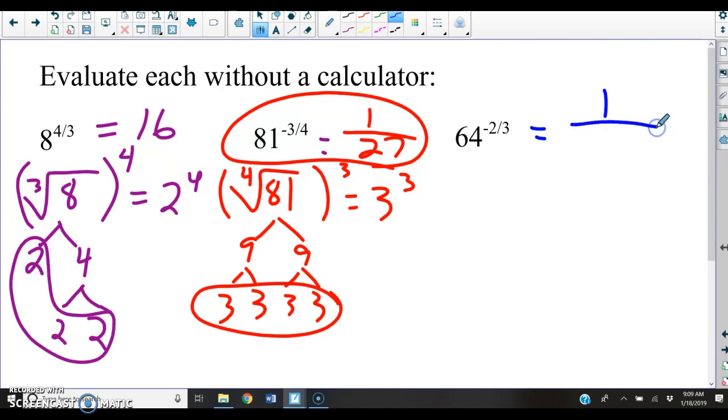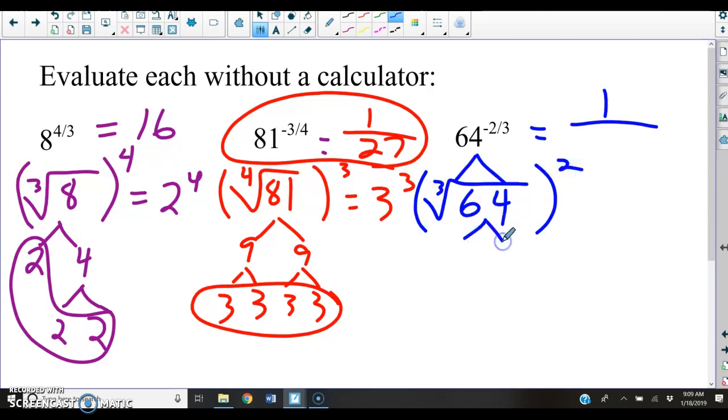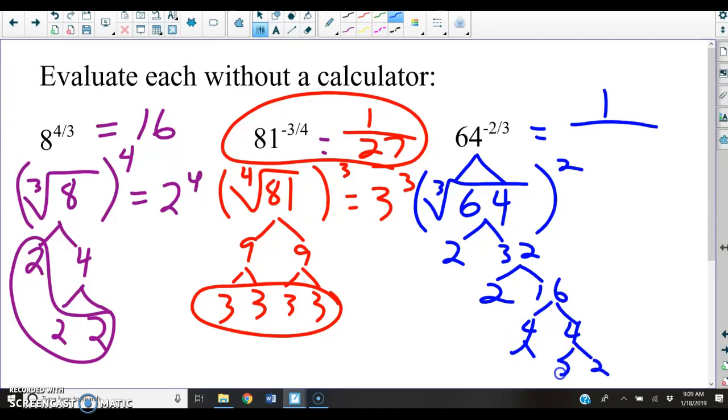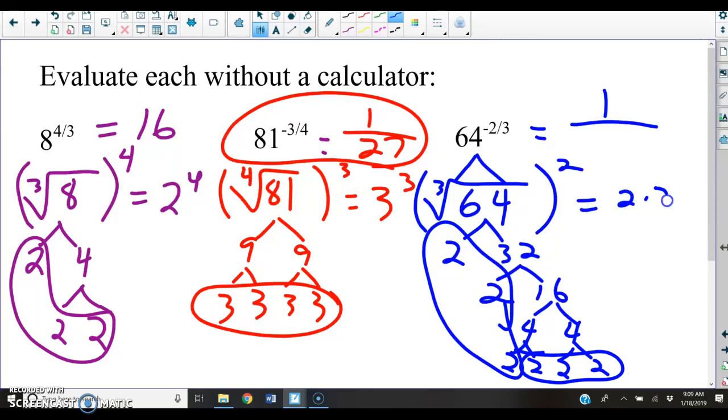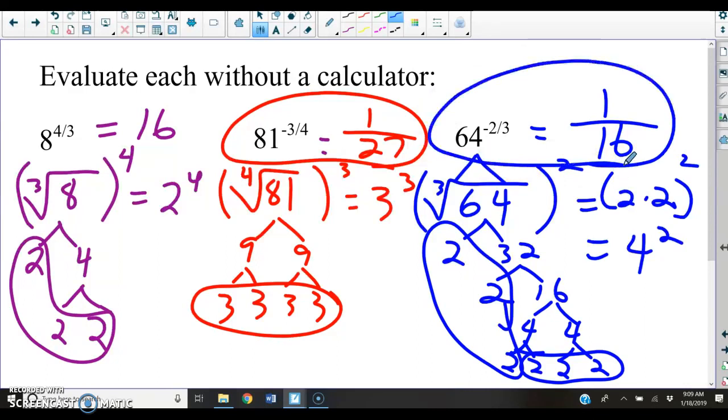Okay, this is, again, going to be 1 over because we have that negative exponent. So we need to cube root, I did that too soon, cube root 64 and then square that. Okay, so 64 is 2 times 32, which is 2 times 16. That's 4 times 4. Each of those give us 2 2s. So we've got a triple of 2s and a triple of 2s. So this is 2 times 2, that is squared. 4 squared, that's 16. So we end up with 1 over 16. So there's some examples of how we will evaluate.